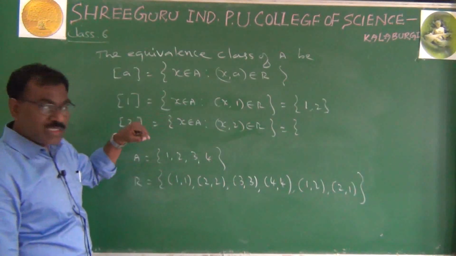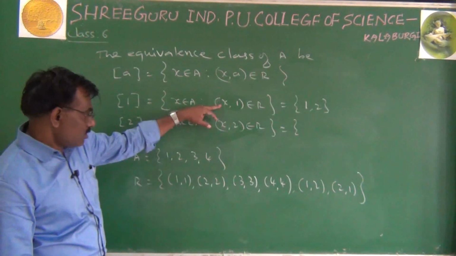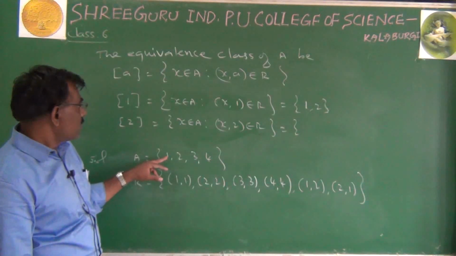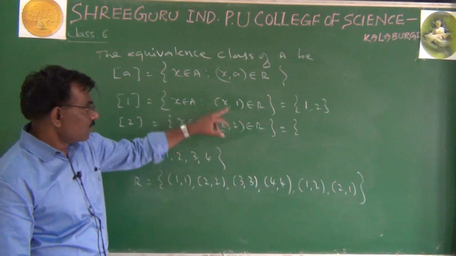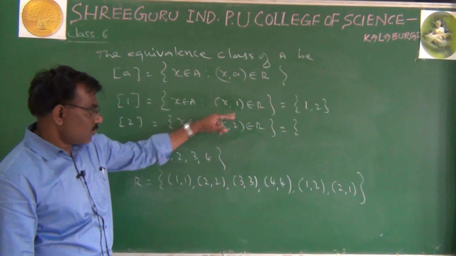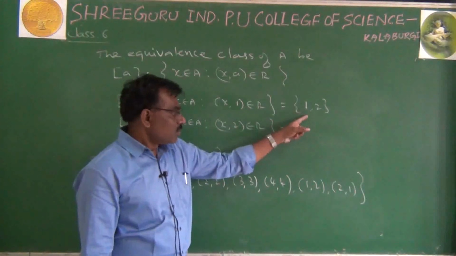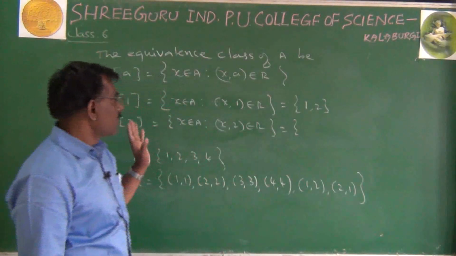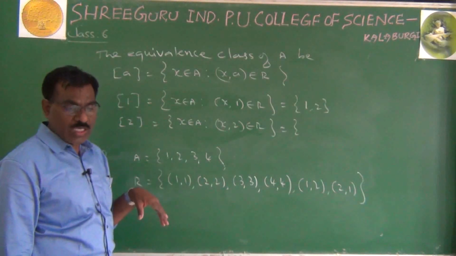I'll start repeating once again. Equivalence class of 1 means X is 1, (1, 1). X is 2, (2, 1). X is 3, (3, 1) is not there. X is 4, (4, 1) is not there. Only (1, 1) and (2, 1). So the equivalence class of 1 is {1, 2}.